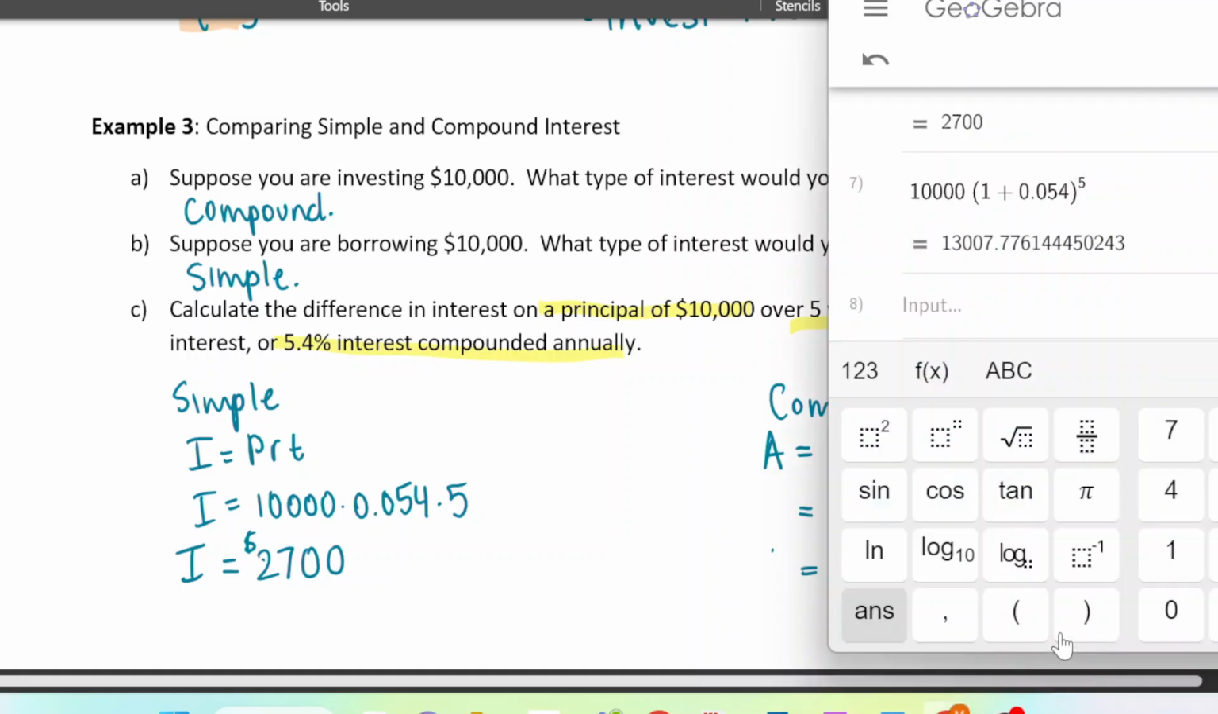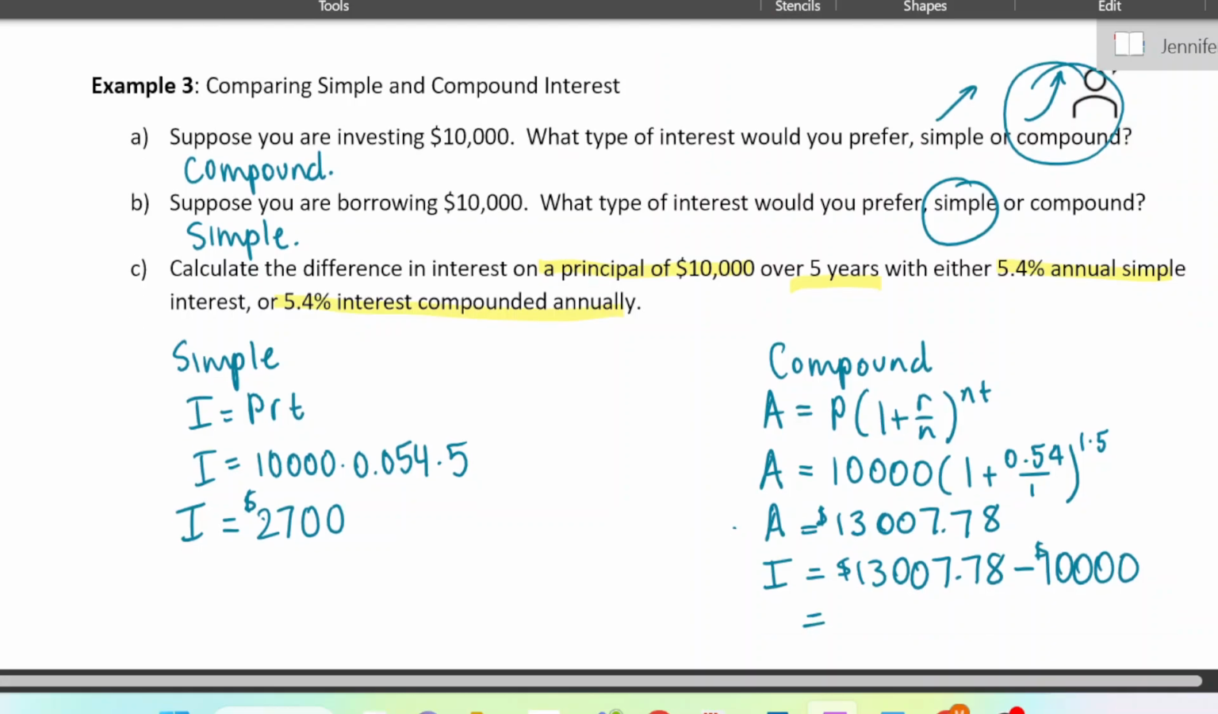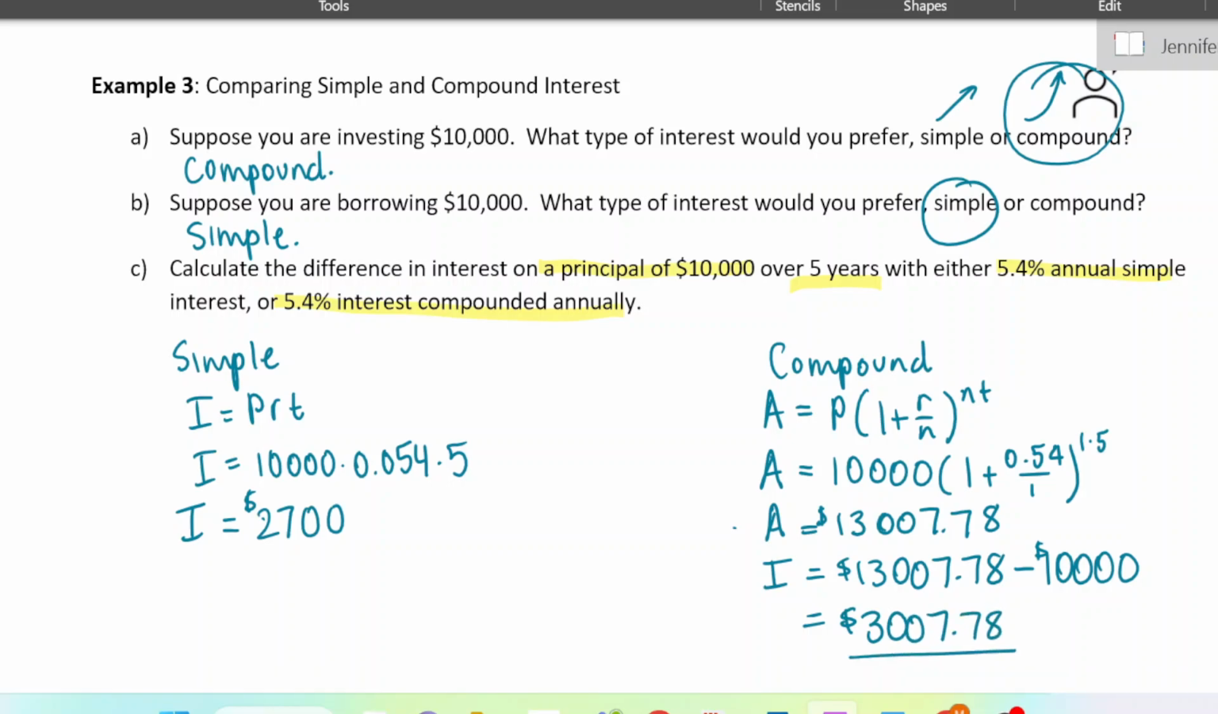Let me just double check that. 78 cents, yeah. Okay, that's not the interest though. That's what the amount of the loan or the investment is at the end. So to get the interest, we'd have to subtract off the principal. So subtract off $10,000. And we would see that the interest would be $3,007.78.